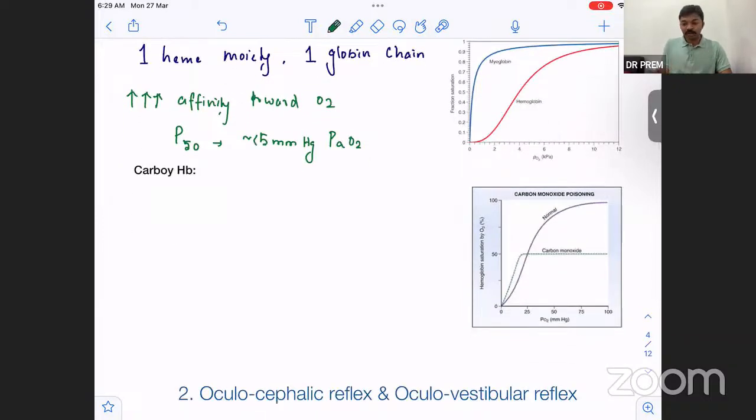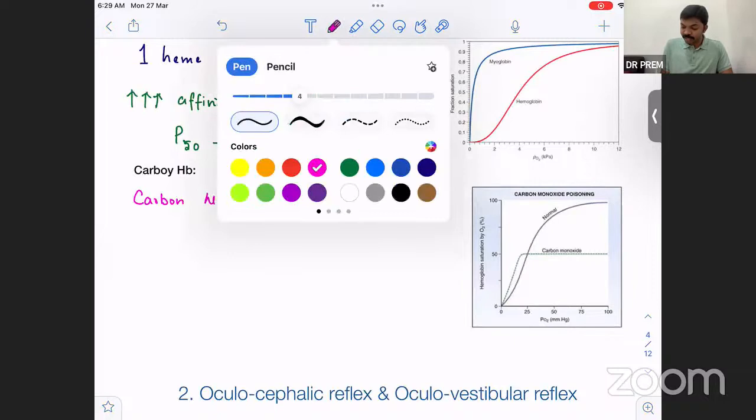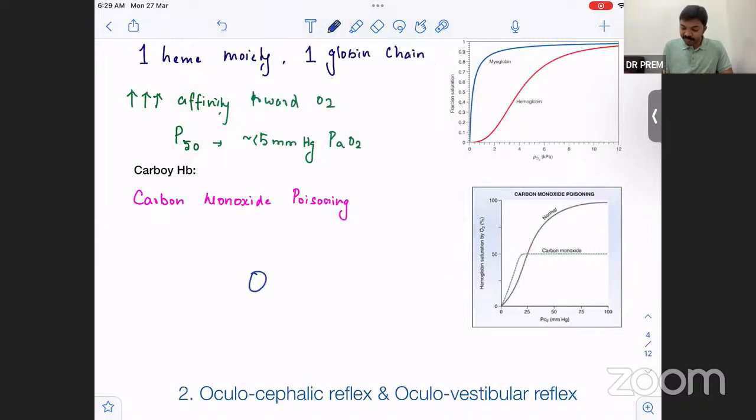When it comes to carboxyhemoglobin, a very interesting compound, you're going to find this in carbon monoxide poisoning, the cherry red poisoning. When it comes to carbon monoxide poisoning, what happens is, guys, it's very interesting. See, we were talking about 4 heme moiety, and these 4 heme moiety are going to be attached with 4 globin chains, 2 alpha globin chain, and let's take up 2 beta globin chain, guys. 2 alpha, 2 beta.